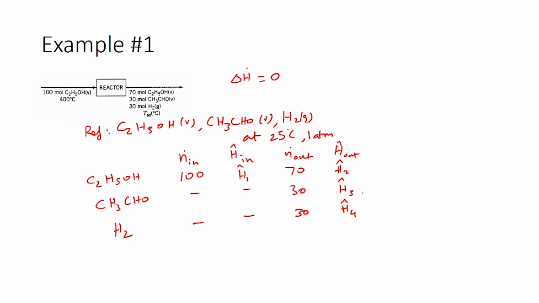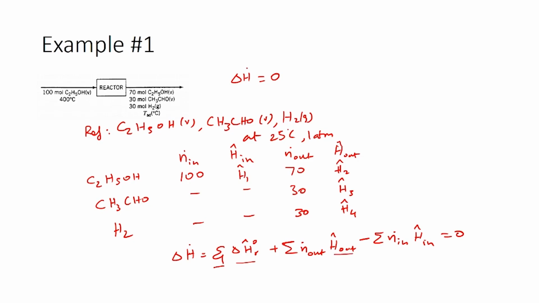Let us go ahead and do that. So, your delta H dot would be equal to xi times delta HR plus sigma of N out dot H cap out minus sigma of N in dot H cap in. So, this value would be equal to 0. So, we need to calculate delta HR, which is the heat of reaction. We need to identify xi, which is the extent of reaction. We also need to get the enthalpies for the outlet streams and the inlet streams. So, let us go about calculating these factors.